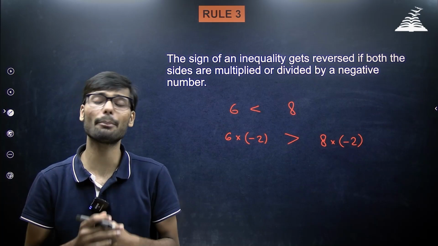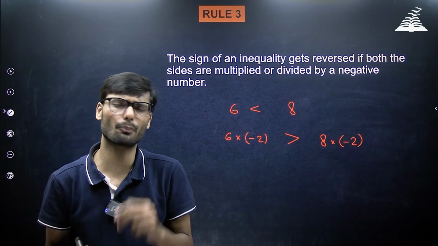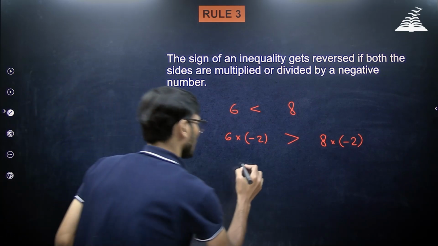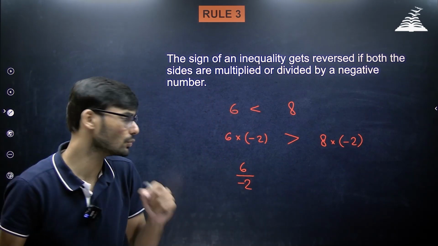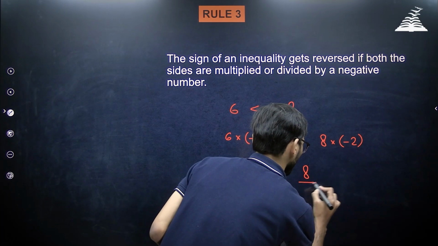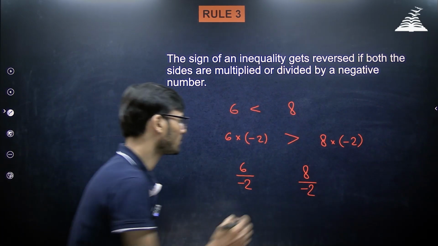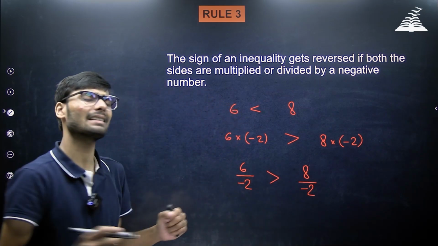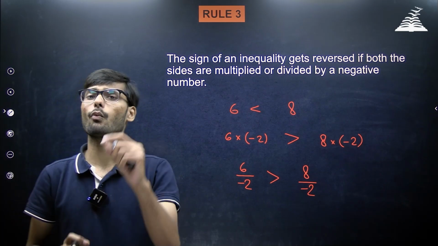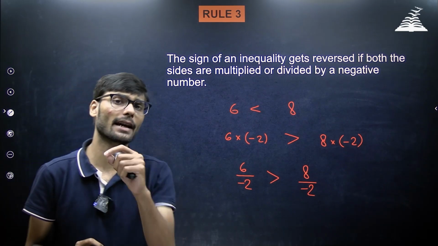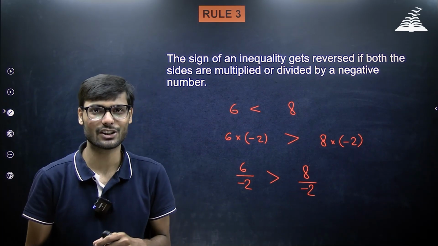The same thing will happen if you divide by a negative number. For example, we can divide both the sides by minus 2. So 6 upon minus 2, that is equal to minus 3. 8 upon minus 2, that is equal to minus 4. Which one is bigger, minus 3 or minus 4? Obviously minus 3. So again you can see that the sign is getting reversed. So that you need to keep in mind when you are multiplying or dividing by a negative number. Don't forget to reverse the sign of the inequation.